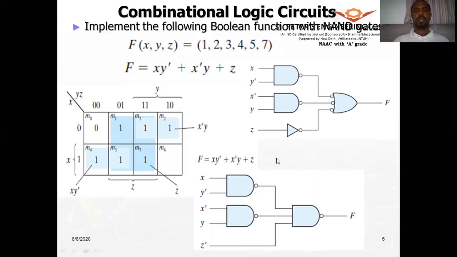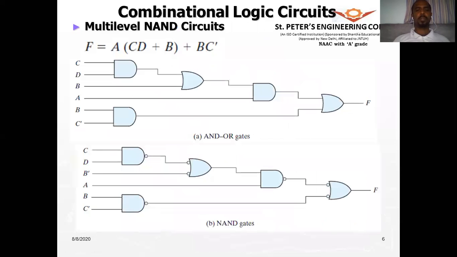So functionally both of these are equal. So therefore this is the Boolean function. So even Boolean functions you can realize using NAND gates, since it is a universal gate. So we can use NAND gates.